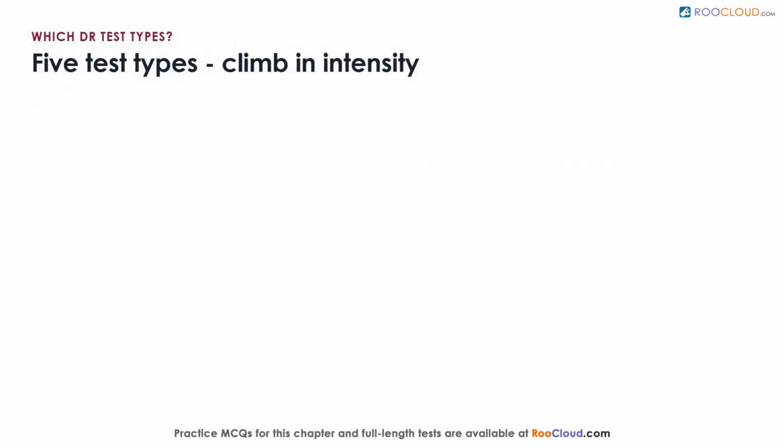How do you test a disaster recovery plan? Because an untested plan is unlikely to work. Define clear test objectives first, then execute and evaluate. Have an independent party like an auditor observe. Expect recommendations and act on them afterward. The test types climb in intensity.